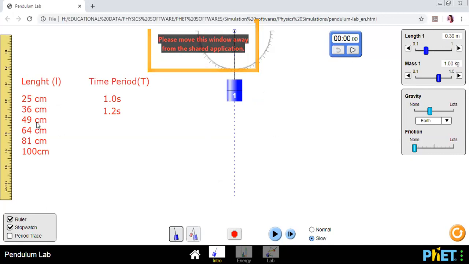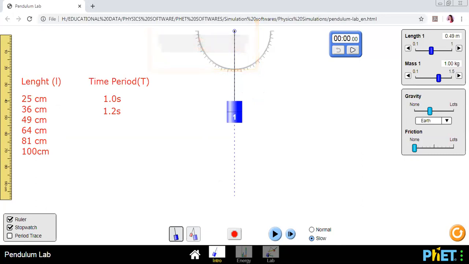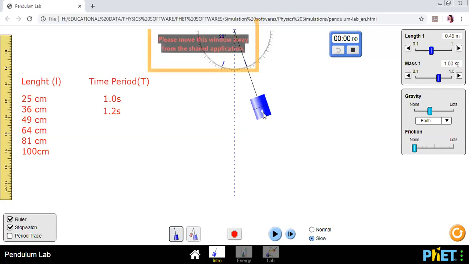Now the next reading I'm going to take is my length will be 49. So I'm increasing the length and the length comes out to be 49. Now let's find out the time. So I started the timer. I keep it at 20 degrees. This is my 20 degrees and let's start. See. Now how much time does it take for completing one oscillation? The moment it comes here, I will stop it.